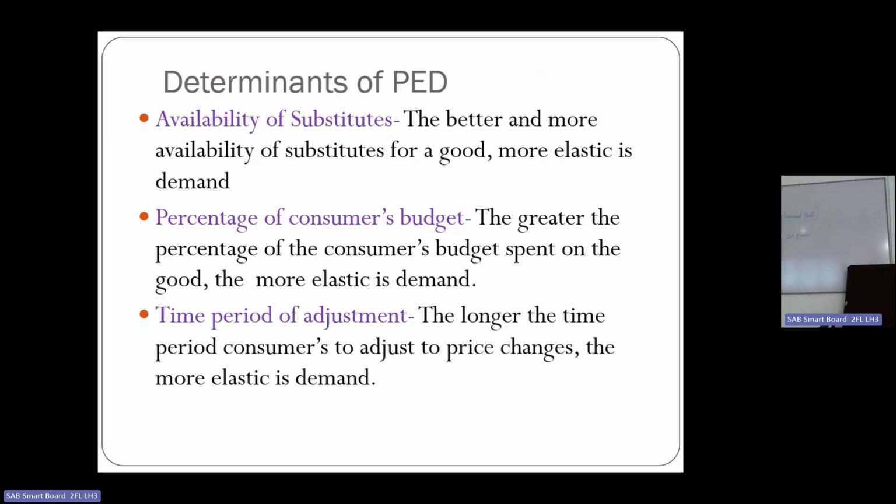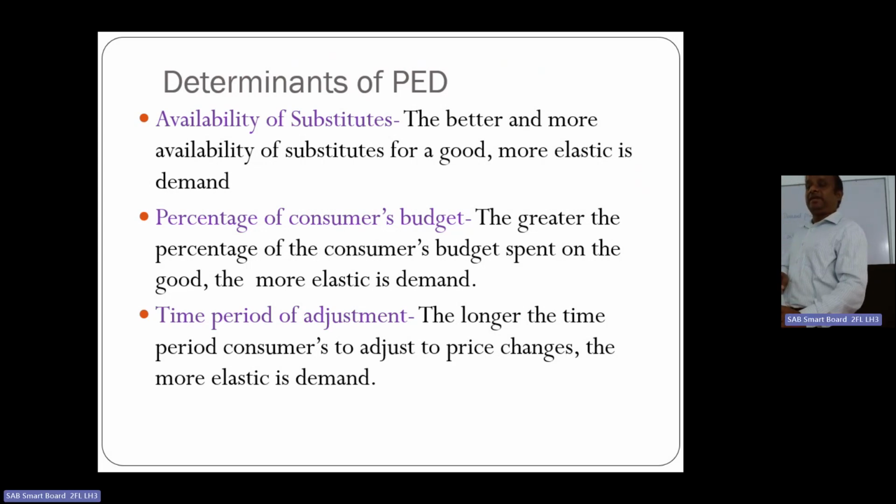What is the first factor? Availability of substitutes, right? Substitutes available in the market is a significant factor in determining the price elasticity of demand.